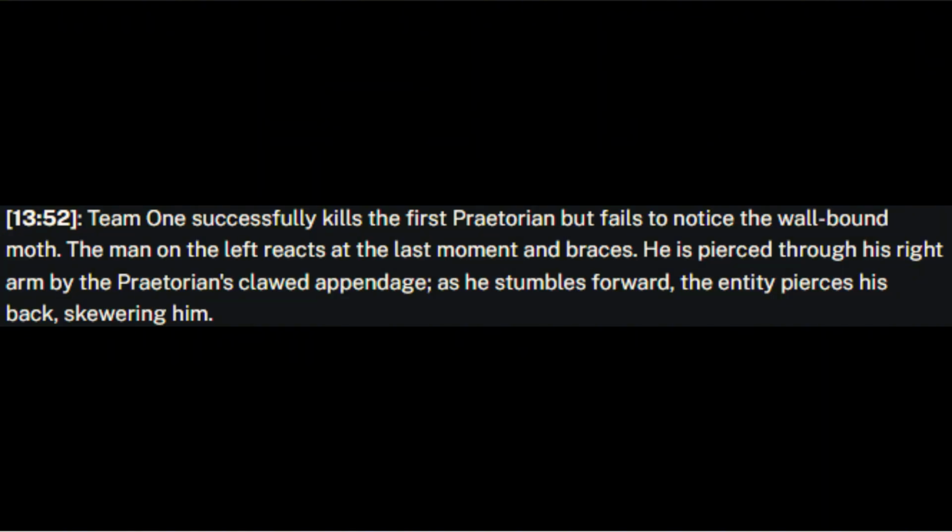1352. Team 1 successfully kills the first Praetorian, but fails to notice the wall-bound moth. The man on the left reacts at the last moment and braces. He is pierced through his right arm by the Praetorian's clawed appendage. As he stumbles forward, the entity pierces his back, skewering him.